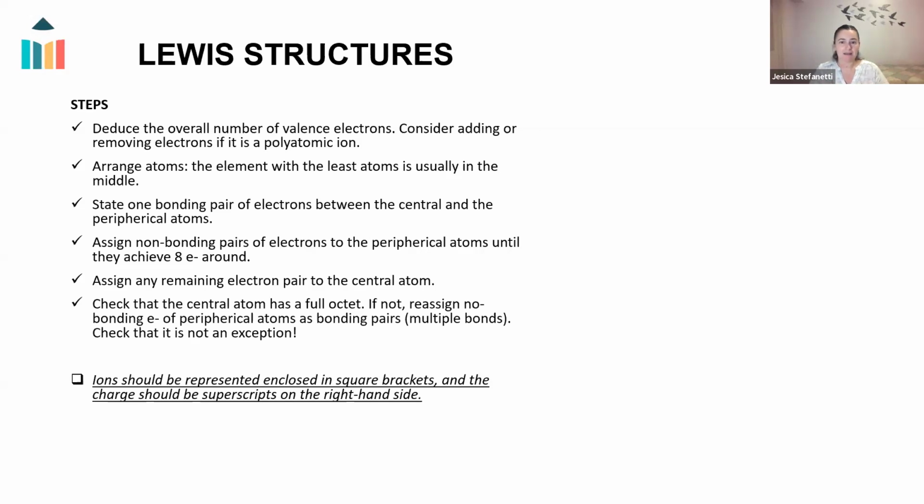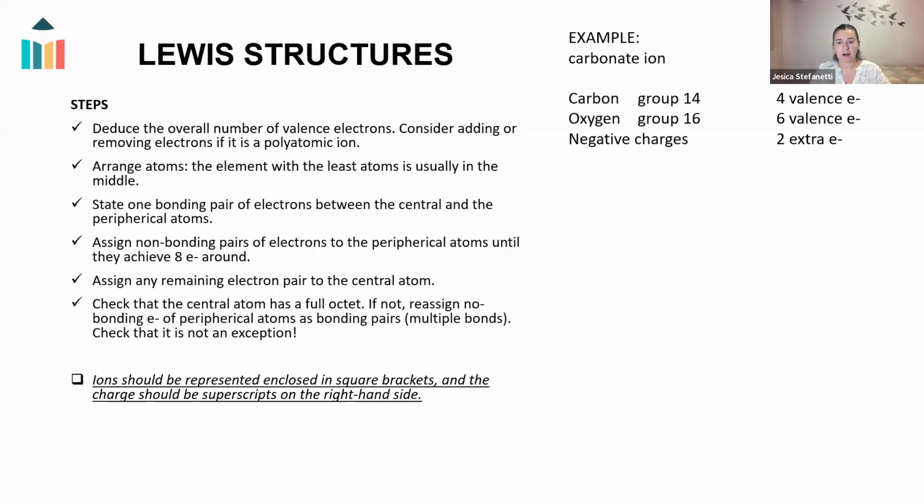But the thing is, you need to do this step by step. So again, keep in mind that if an ion is given, we should count carefully the number of electrons in that structure. Just to practice, we will see the carbonate ion. Here we have 1 carbon, we have 3 oxygens, and the carbonate itself has 2 negative charges. So as you can see, the overall number of electrons here will be 24.